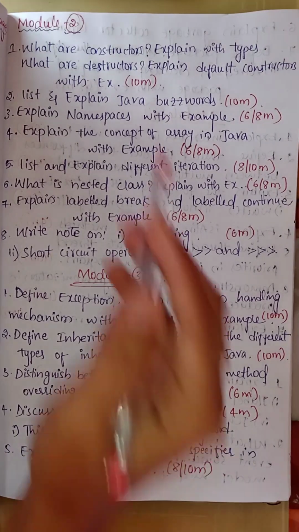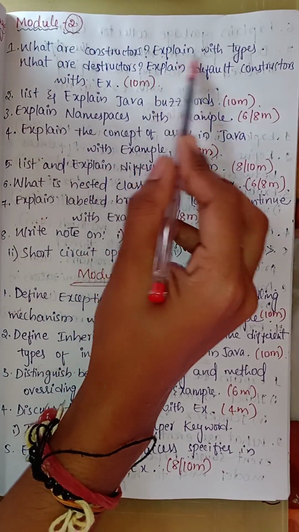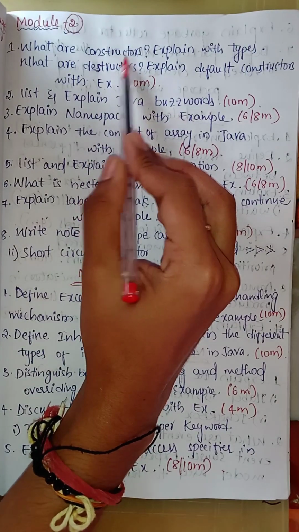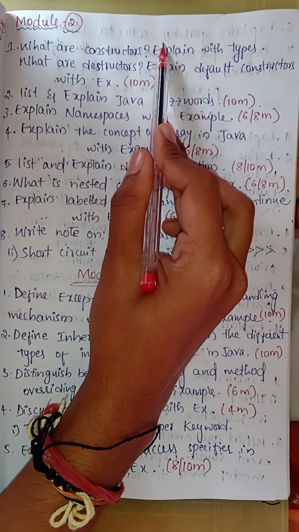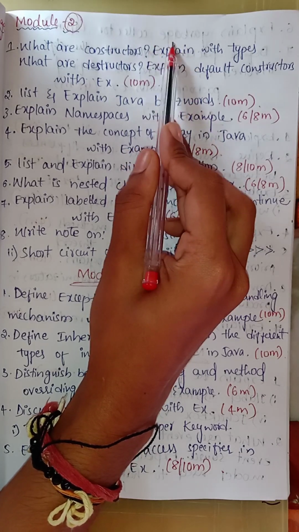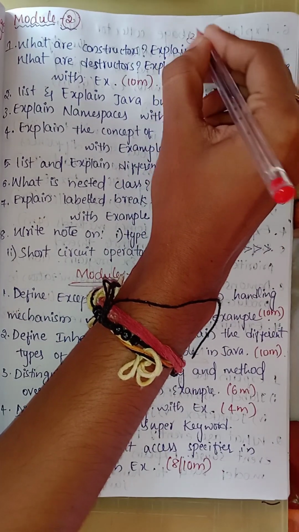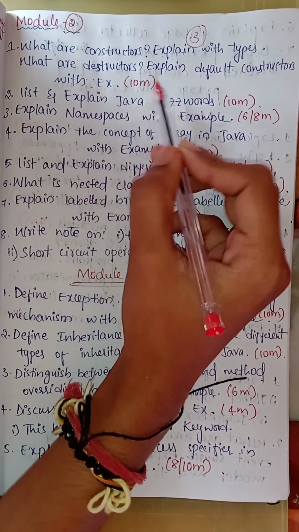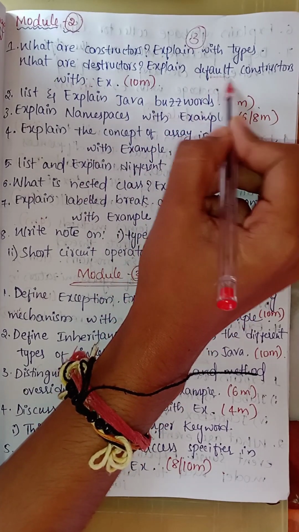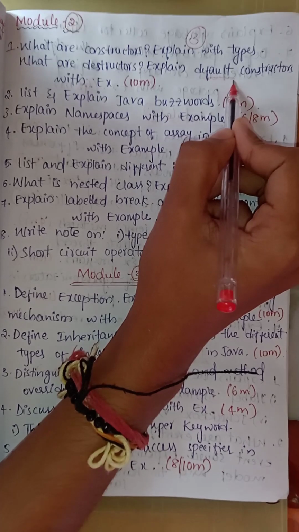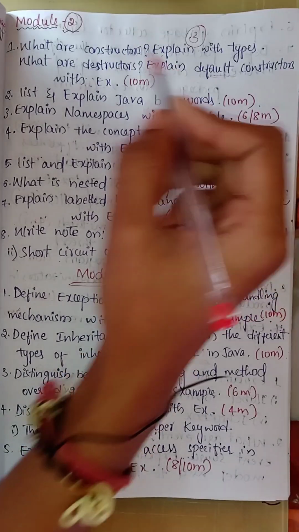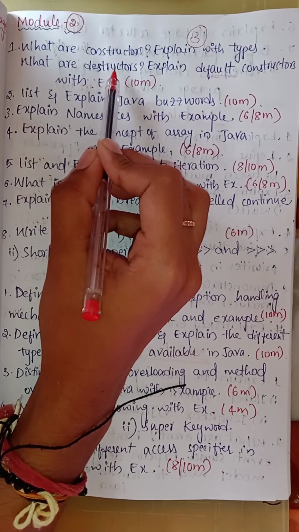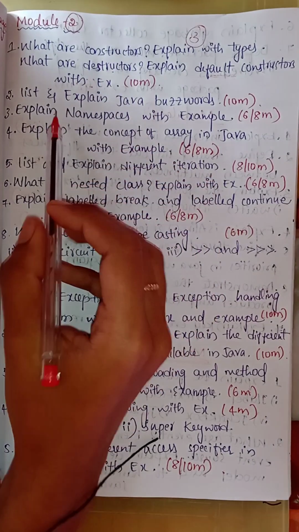Let's see module 2. What are constructors? Explain with types. We have to write the definition for constructors, and there are 3 types: default constructor, parameterized, and copy constructor. Explain the 3 types. Sometimes they will ask, like, explain default constructor with example. They will mention the particular constructor name, and we have to explain that with example. They have also asked what are destructors. We have to write the destructor definition with example also.